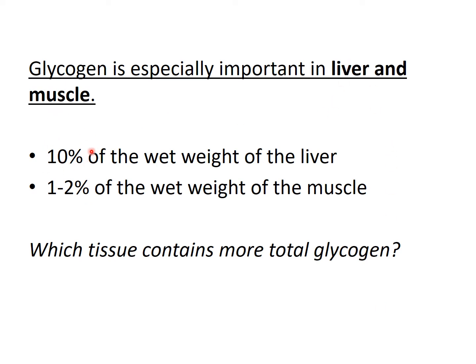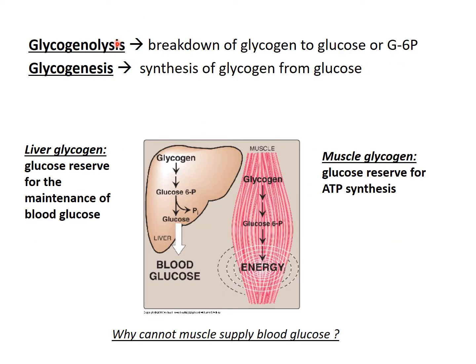It is 10% of the wet weight of liver can be glycogen. 1 to 2% of the wet weight of muscle can be glycogen. If you add all this together, which tissue contains more total glycogen? Yes, the muscle, because we have more muscle than liver. So, glycogenolysis is breakdown of glycogen to glucose phosphate. Glycogenesis is synthesis of glycogen from glucose.